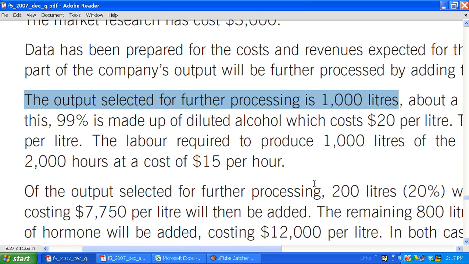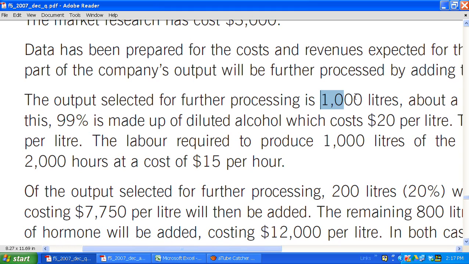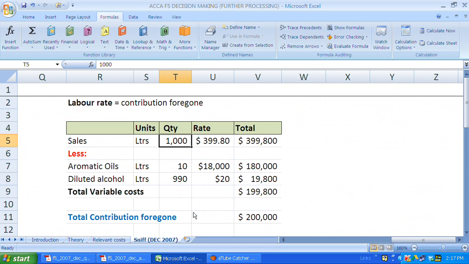I hope you can all see where that paragraph is. So what we are selecting for further processing is 1,000 liters, meaning that if we divert the labor from the normal procedure, how much are we going to lose from diverting our labor? Remember, there is no spare capacity, so we have to divert the labor. So we need to figure out how much we are going to lose if we divert people who are working on 1,000 liters of the normal product.